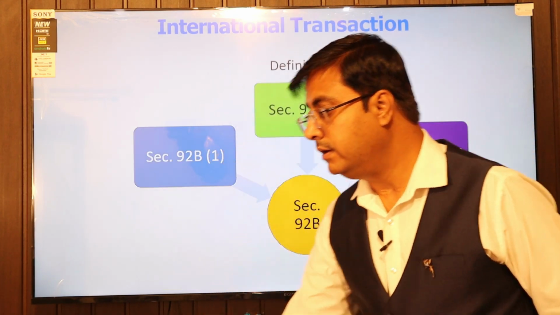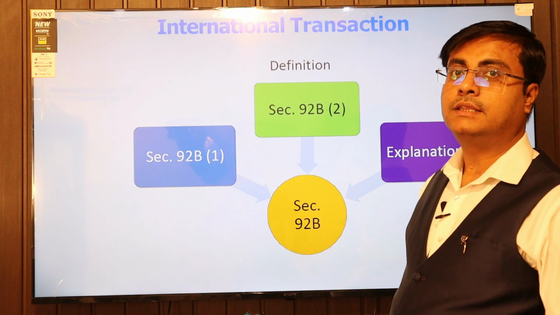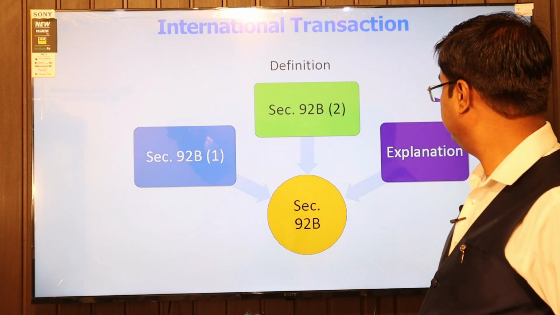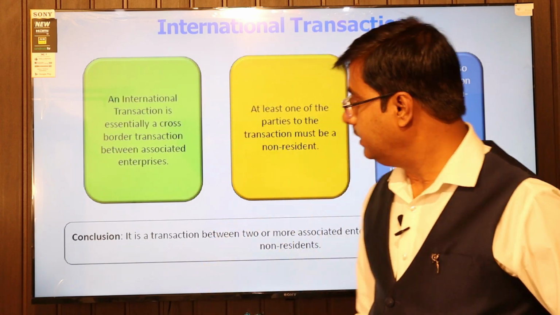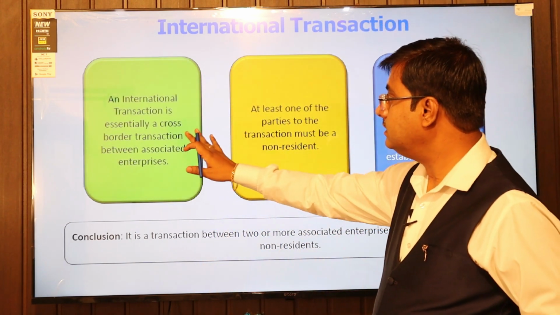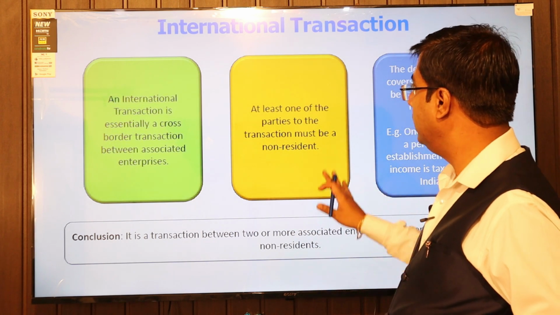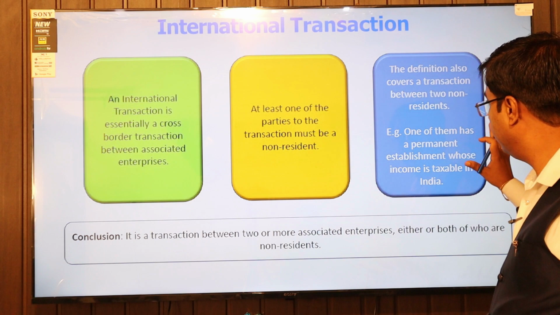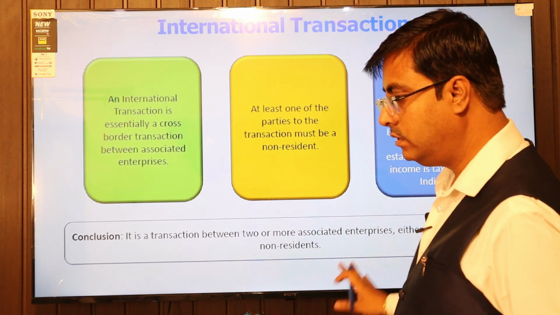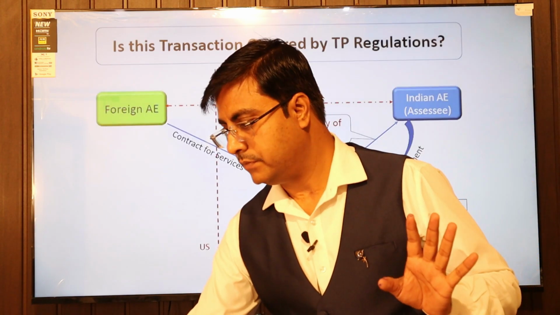It will also cover deemed international transactions in section 92B. So this is the whole scenario for an international transaction. An international transaction is essentially a cross-border transaction. At least one of the parties should be non-resident, right? So this is the conclusion: one party should be non-resident.